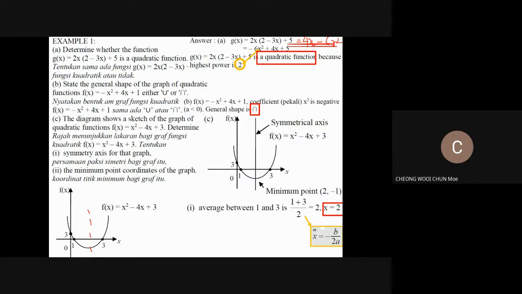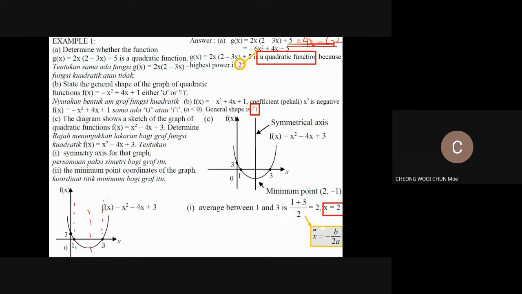This is the meaning of symmetry axis. You don't write just 2, you write x equal to 2. Where is 2? This line is x equal to 1, this line is x equal to 3, so this line will be x equal to 2. This line is x equal to 2.